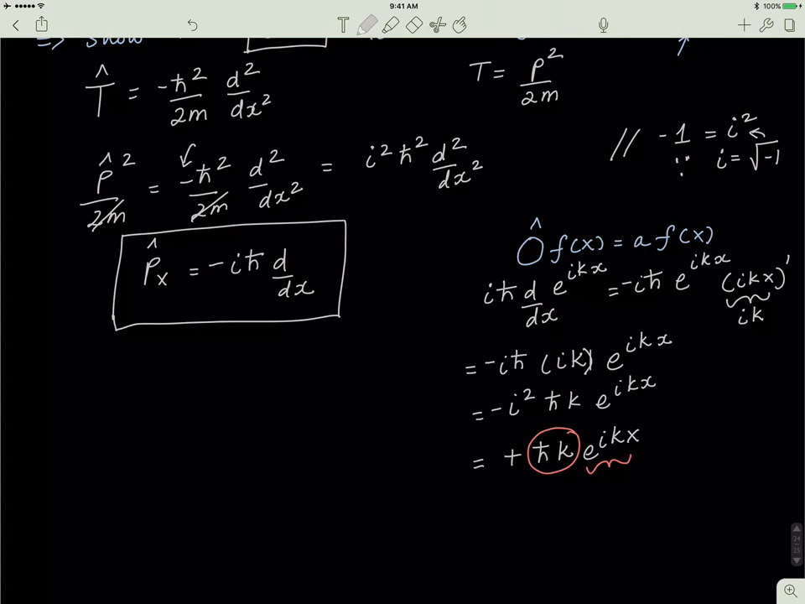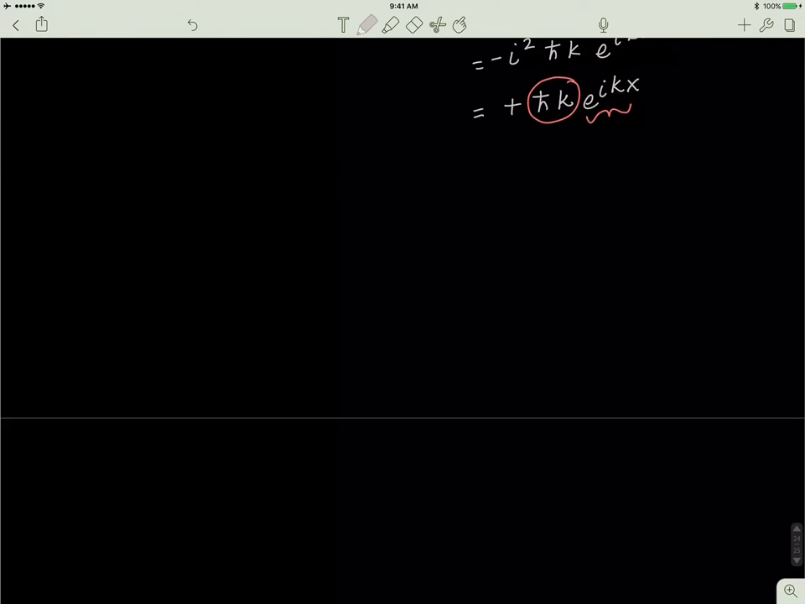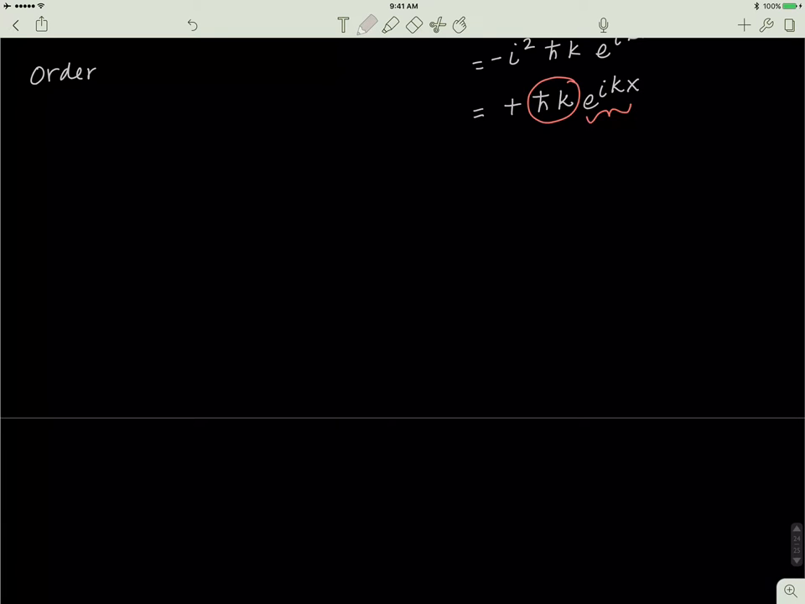Now, I really want to just finish off things by discussing two things. And the first thing is that the order of operators matters. So this is the first thing I want to talk about.